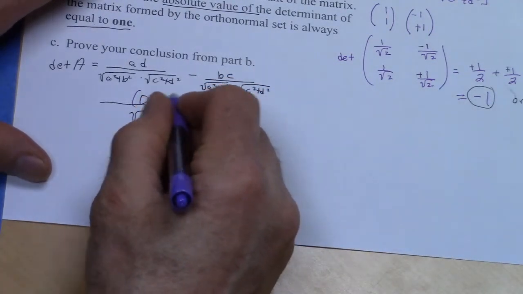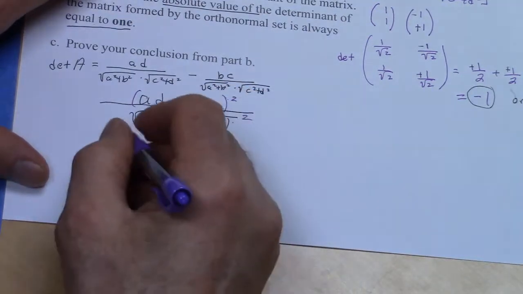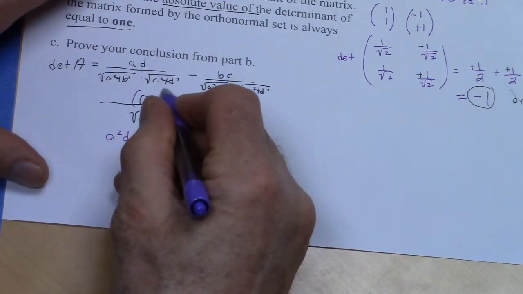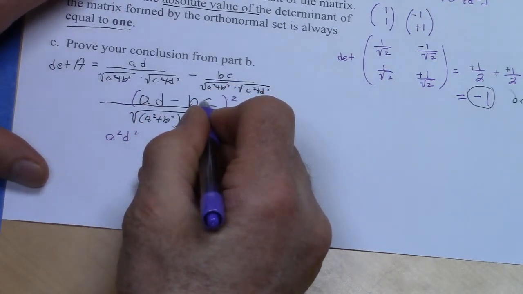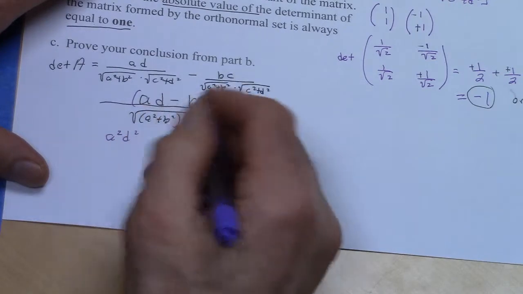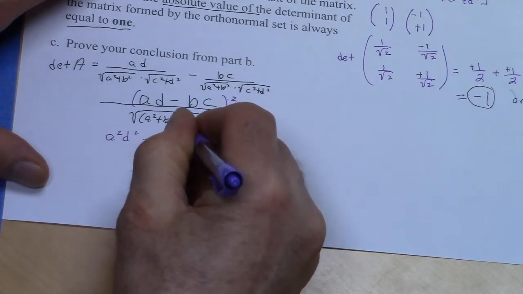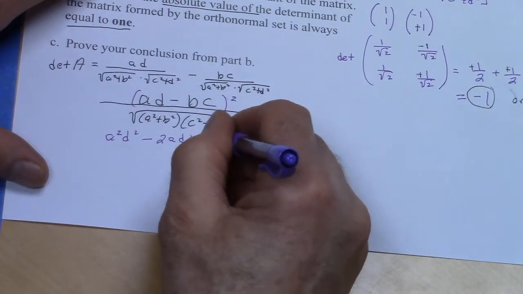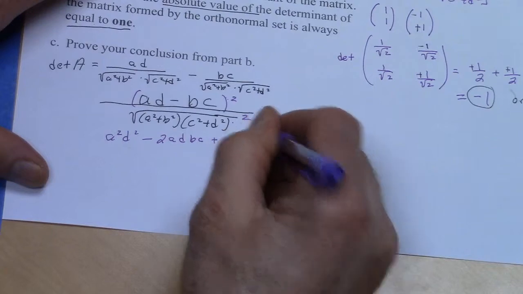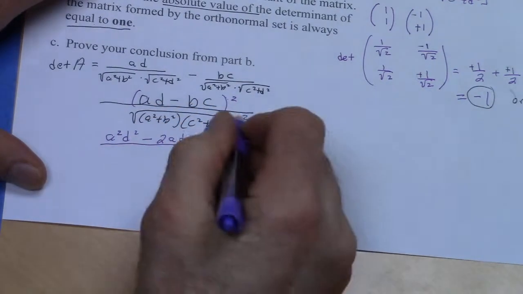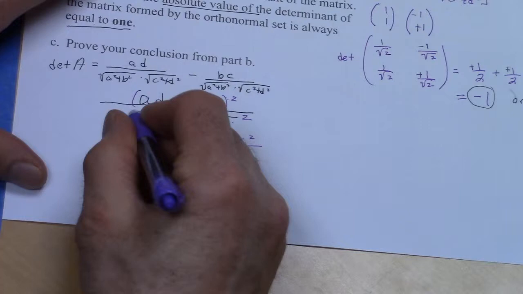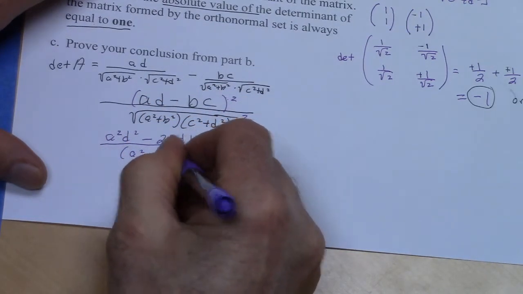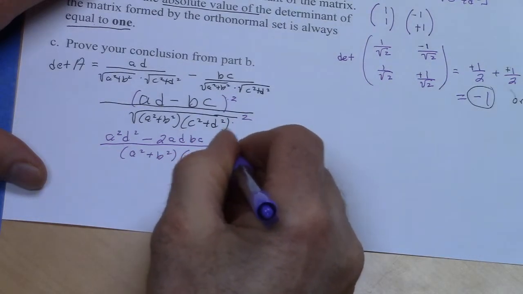When you square AD minus BC and FOIL that out, you get a squared d squared, and then AD times negative BC times 2, because you do that twice, so that's minus 2ADBC. And then negative BC squared will be positive b squared c squared. In the denominator, we're squaring a radical, so that's just whatever's inside the radical: a squared plus b squared times c squared plus d squared.